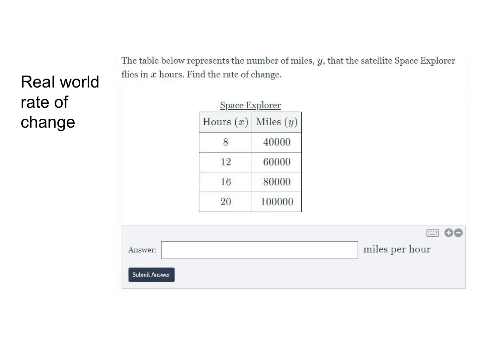And now our last one, our real world rate of change. So here you have to look at your X and your Y, finding the rate of change, hours and miles. So every 4 hours, plus 4, plus 4, plus 4, what's happening? It's going up. This way you might want a calculator, but you might be fine. So you've got 40,000 to 60,000. You probably can tell that's going up 20,000 miles. So 20,000 every time, 20,000.